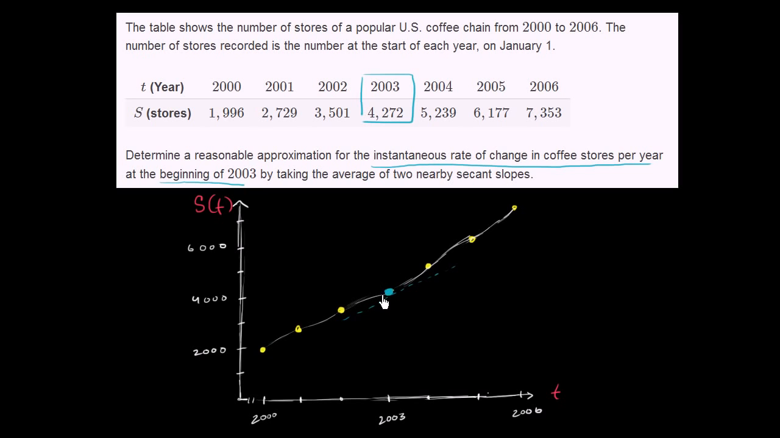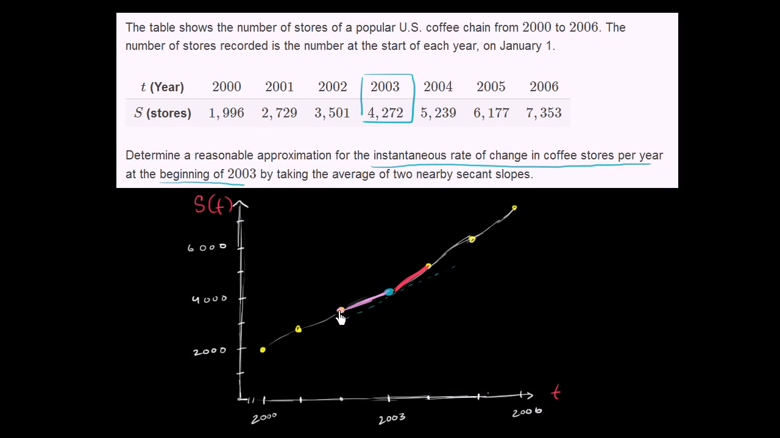Now, they say approximate. We don't have the information to figure it out exactly, but we have some data around it, and we can figure out the slopes of the secant lines between this point and those points, and then we can take the average of the slopes of the secant lines to approximate the slope of this tangent line. So, for example, we could find the slope of this secant line as we go from 2002 to 2003, and then we can find the slope of this secant line as we go from 2003 to 2004. And then if we average those, that should be a pretty good approximation for the instantaneous rate of change in 2003. So let's do that.